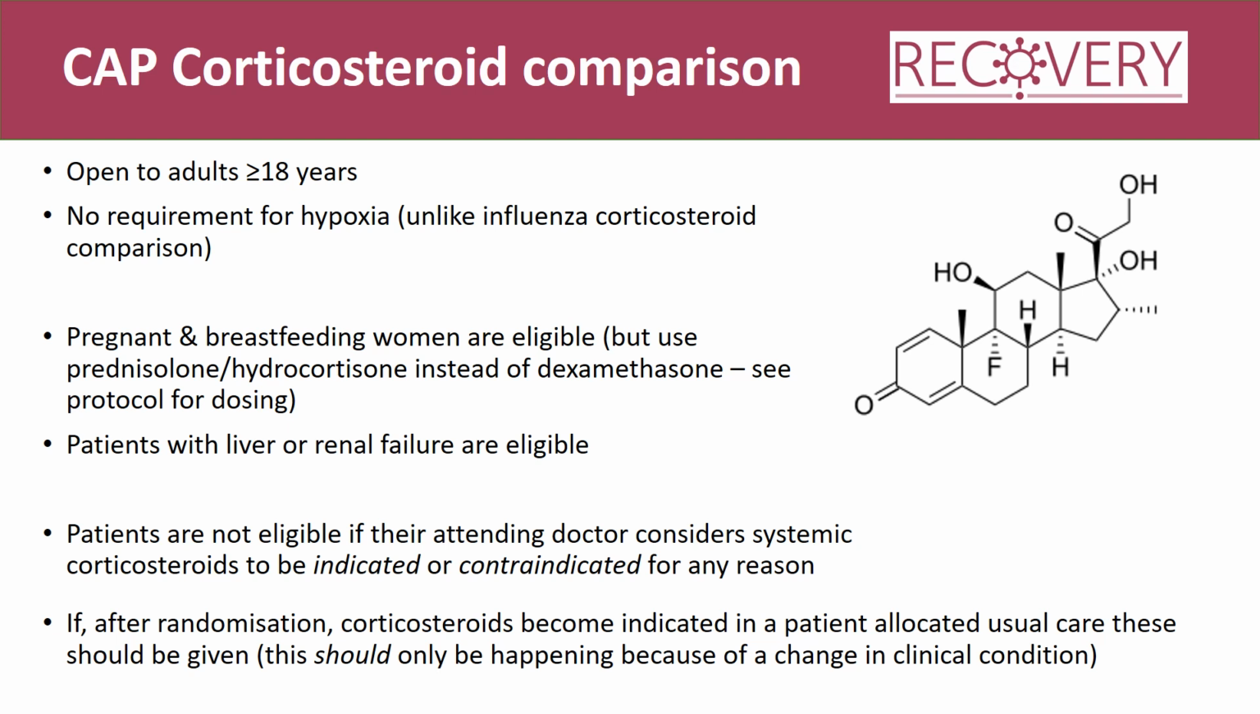If, after randomisation, corticosteroids become indicated in a patient allocated usual care, then these should be given, as clinicians should always act in their patient's best interests, even if it means starting, stopping or modifying a trial treatment. However, if patients are enrolled correctly, this should only be happening because of a change in clinical condition after randomisation. And it's very important for the trial that we don't enrol patients if it's foreseeable that either possible allocation wouldn't be followed.